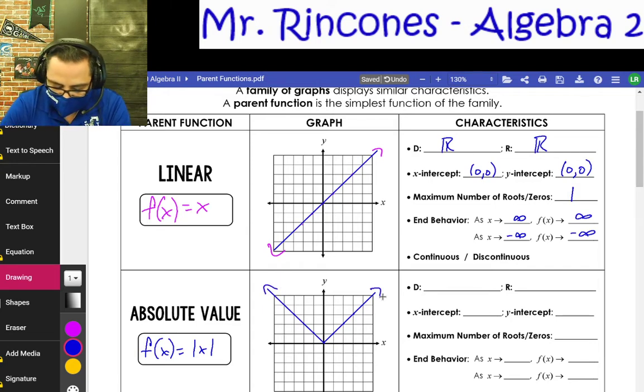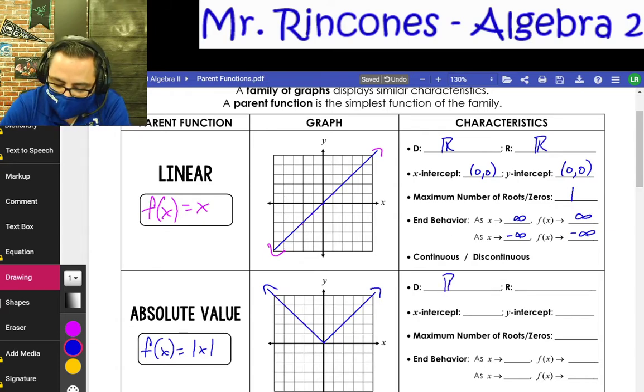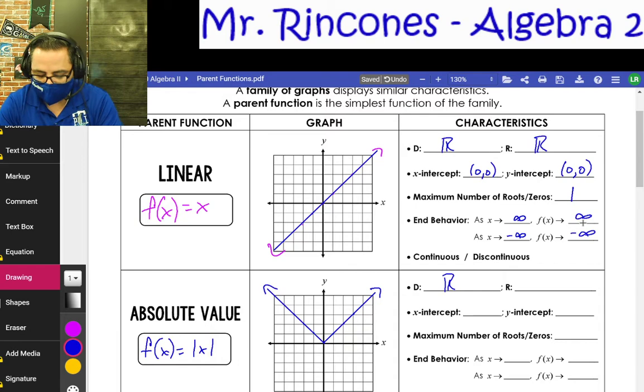Okay, so what is the domain for this? Well, the domain as far as the possible x values, if you go from negative infinity to positive infinity, there is no break, there is no gap. So the domain for f of x equals absolute value of x is all real numbers. What about the range? As we look at the y-axis, you notice there isn't anything below the x-axis. There isn't anything below 0. So the range is y is greater than or equal to 0, because at 0 it does exist.